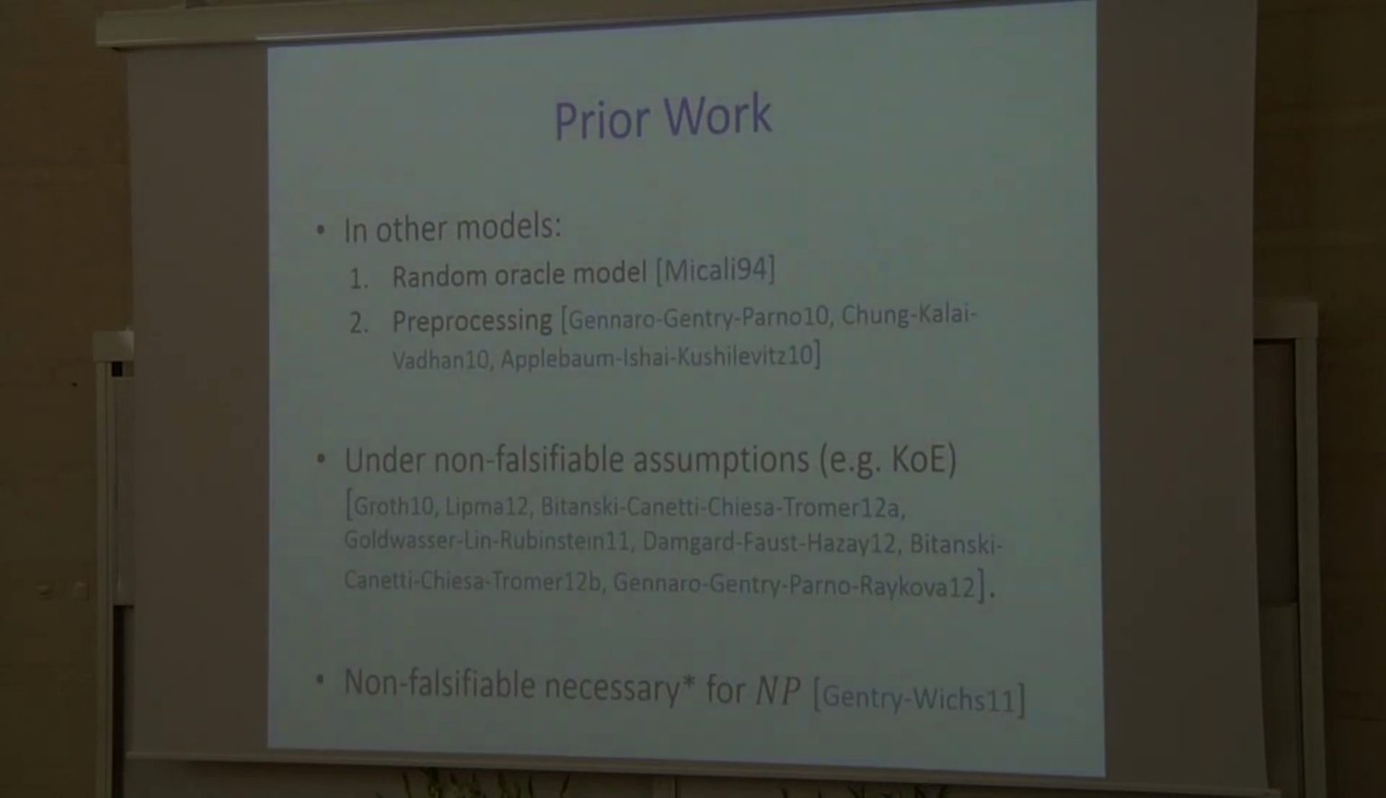There are also a lot of beautiful works that obtain very strong results, but under what's known as non-falsifiable assumptions, which are controversial, I guess, cryptographic assumptions, such as knowledge of exponent. And let me just mention that these non-falsifiable assumptions are in some sense necessary for NP, and I won't get into any details of that.